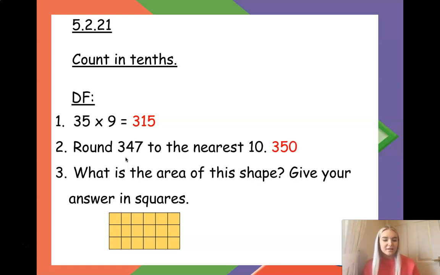Number 3, what is the area of this shape? Give your answer in squares. Well, we can see we have got rows of 6 and columns of 3. 6 multiplied by 3 is 18 squares. Alternatively, you could have counted the squares to work out the answer.